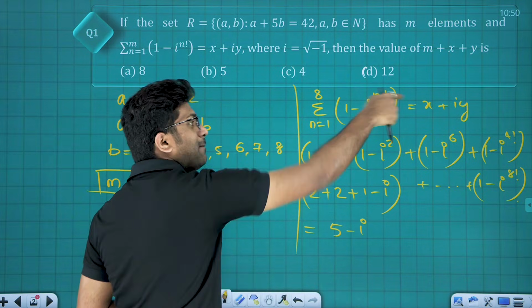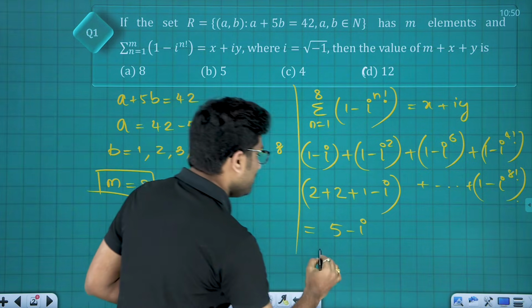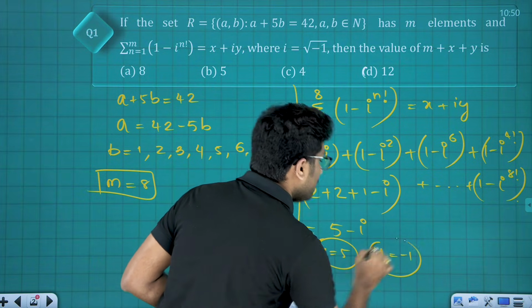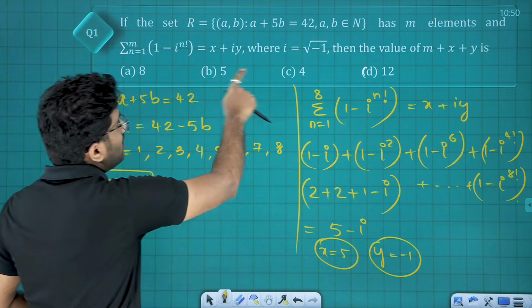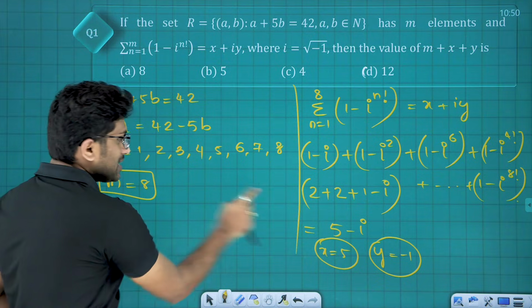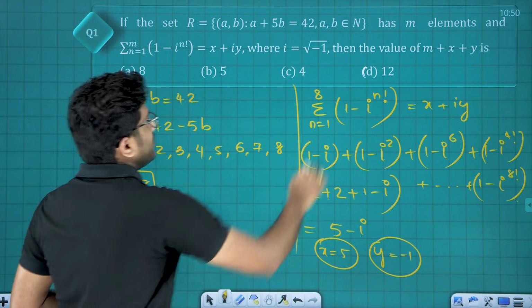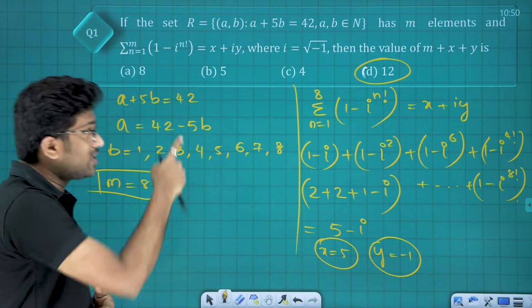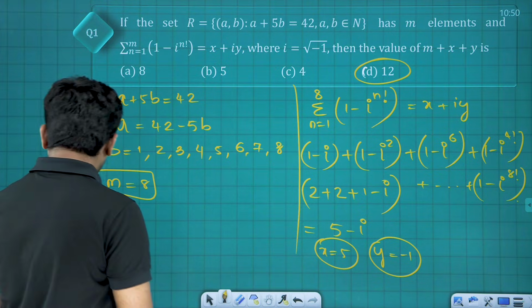Now we are supposed to compare this with x plus iy. So x is equal to 5, y is equal to negative 1. Finally they are asking m plus x plus 5, 8 plus 5, 13, 13 minus 5, 12. The answer is 12. Clear? This was a 2024 question.